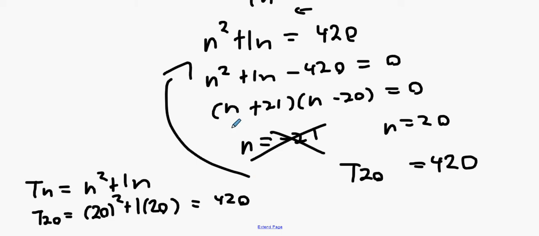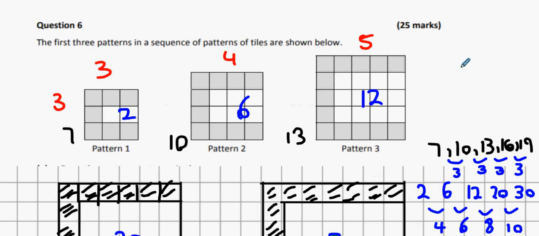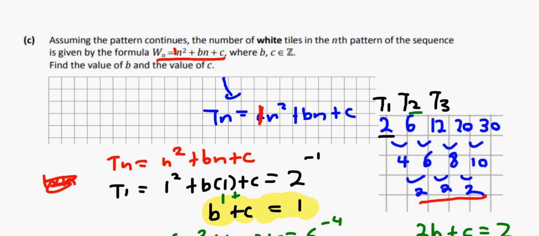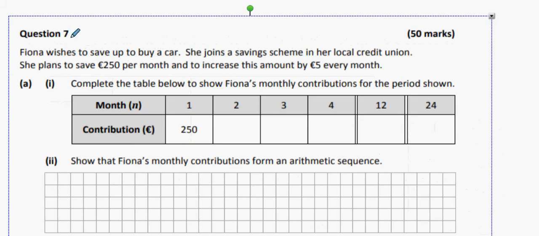If we went back to the very beginning of our question, we're on the 3rd pattern right here. We'd have to go all the way up to the 20th pattern to get 420 white tiles. That makes sense? Alright. Last one of the day. Sorry to push the envelope hard, but look, we got it.